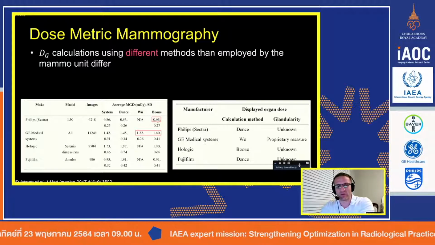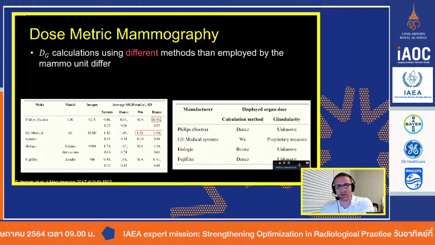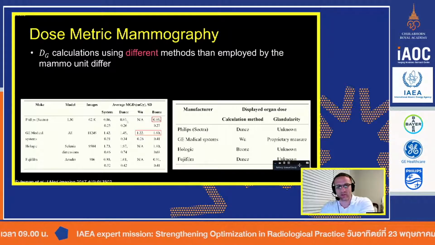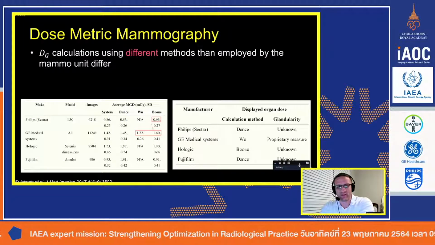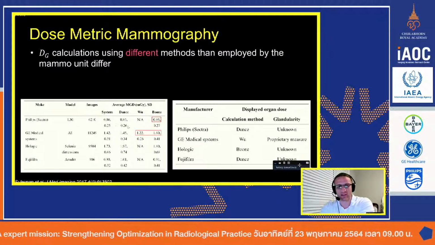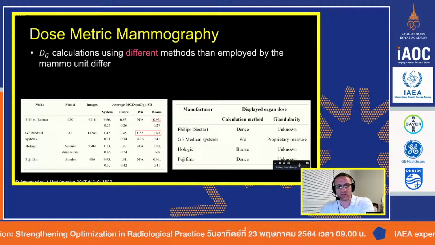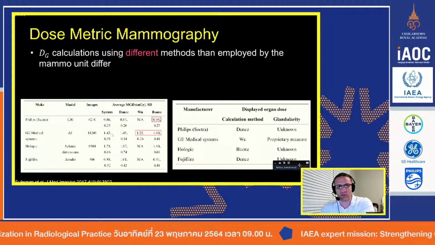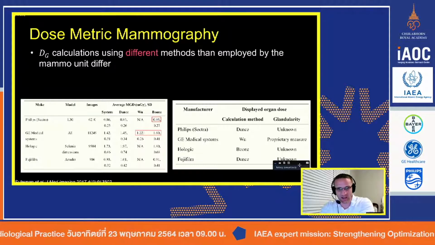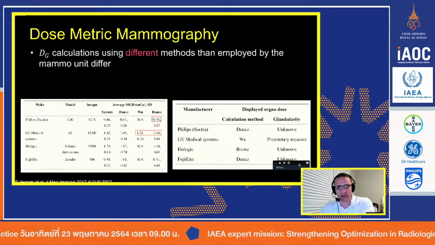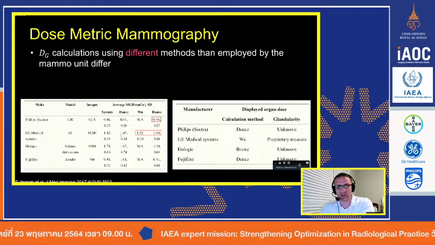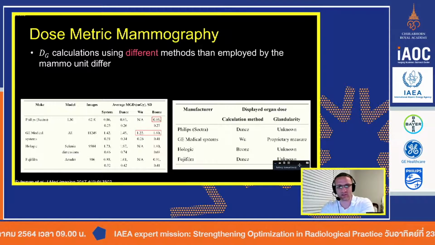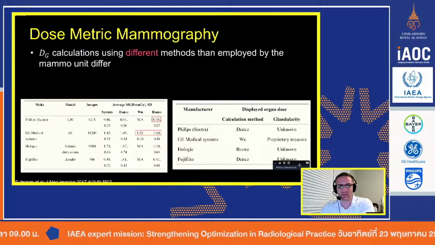And if you calculate them using a Boone method, in this case, the Boone method is actually pretty different. In this case, the Boone method was actually pretty accurate. And then GE used the Wu method. Interestingly enough, the GE output value, 1.42, does not match the Wu method. It actually matches very closely with the Dance method. So it's kind of a little strange, and the Boone method's much different.